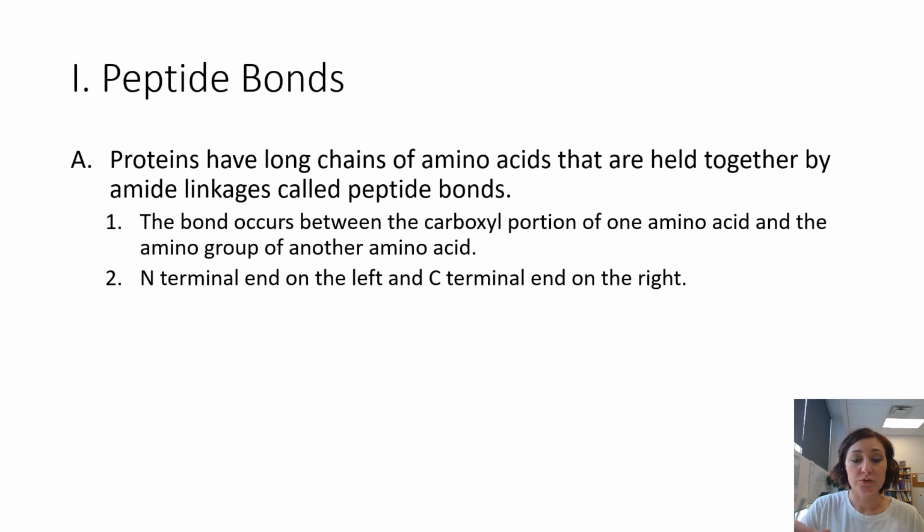The strung together amino acids, the now bonded amino acids, are going to have an N terminal, that's the side that has the open amino group, and a C terminal, which has the open carboxyl group. When we draw these, it's important to make sure that your amino is on the left and your C terminal is on the right for orientation purposes.